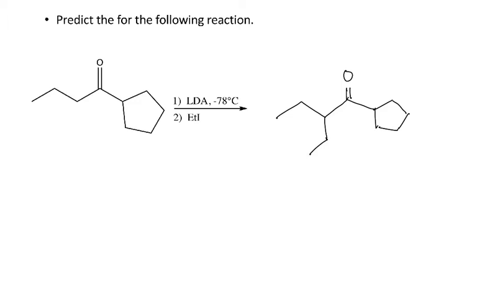Now the mechanism for the kinetic product is just the same as the mechanism for the thermodynamic product, so that's why I didn't require us to draw the mechanism again for this case. We would have just deprotonated this alpha carbon, and then it's going to undergo an SN2 reaction with ethyl iodide.